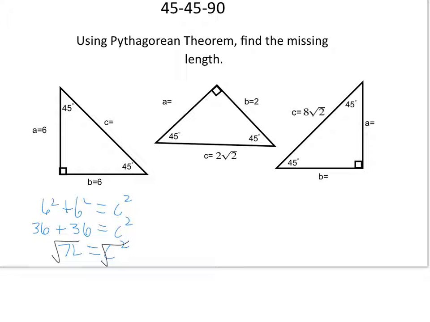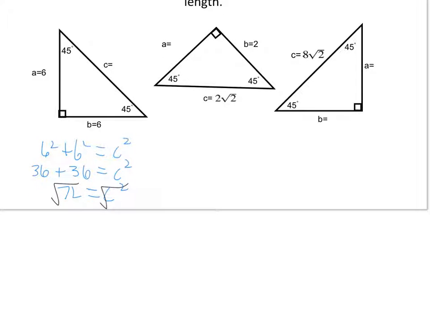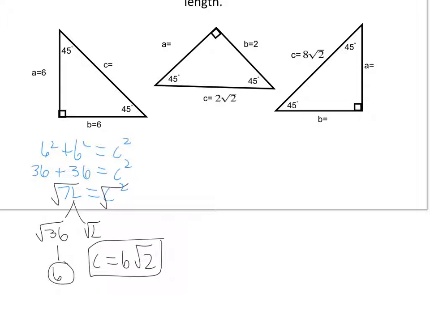But what I want to do here, because I know I want to find the pattern, is break down this radical. So I'm going to break 72 down into 36 and 2. And the square root of 36 is 6. So I get here, c is equal to 6 square roots of 2. And again, I'm going to leave it in radical form because that's the form that we're going to be leaving our answers in for this lesson, but it's also going to show us the pattern. So this here is going to be 6 square roots of 2.